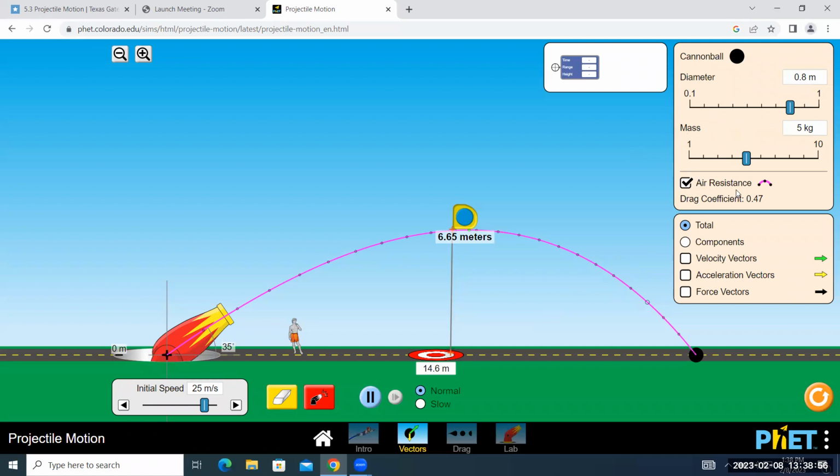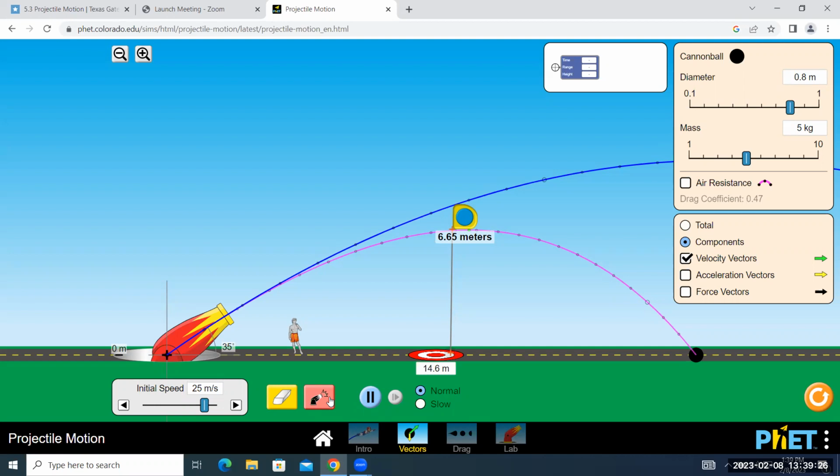So if this is using air resistance, if I remove air resistance and I do the simulation again, look what happens. We have much less drag and the thing goes way, way further. You can show all your components here. You can show your velocity vectors. So this is just a really fun simulation to play with.